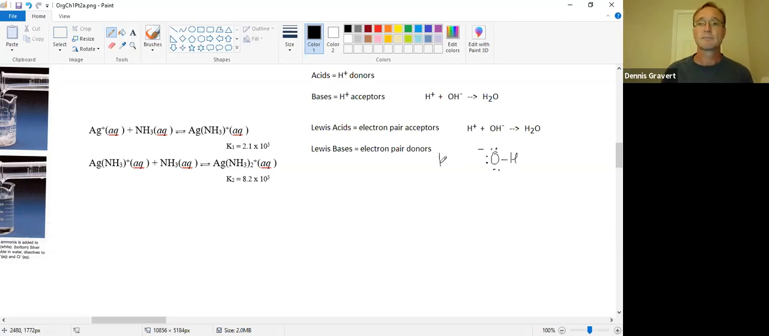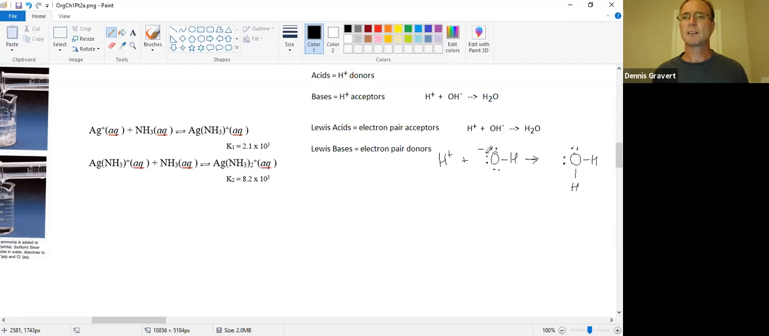H plus, you don't have any electrons. There's your Lewis dot structure, just H plus, a simple proton. And then we're going to make a water molecule. I'll put the new hydrogen on the bottom. Okay, there's a Lewis dot structure of water. All right, so what changed? Where was the flow of electrons?